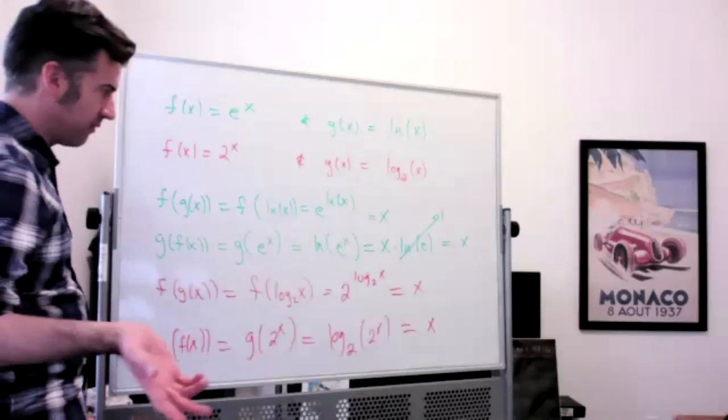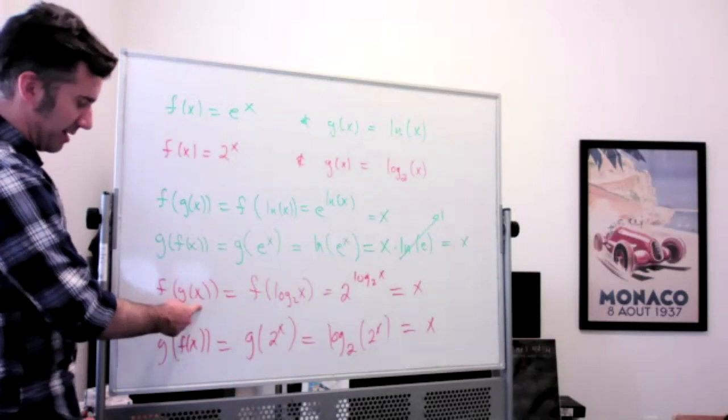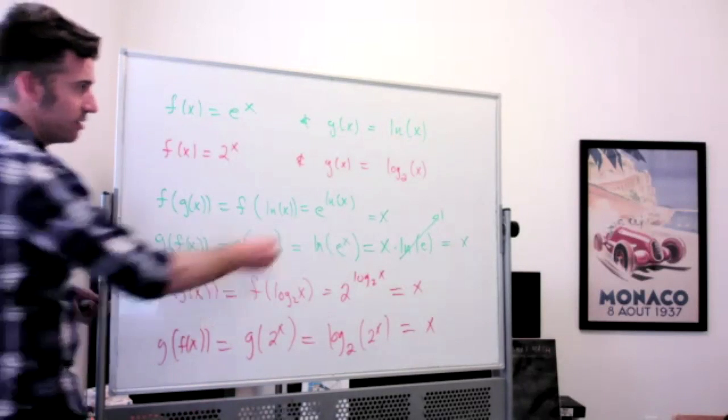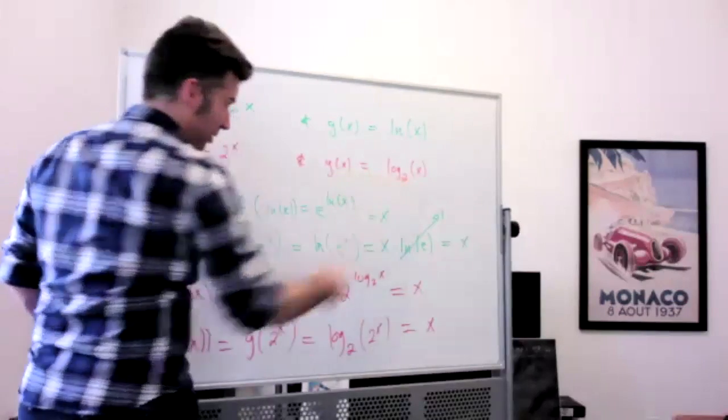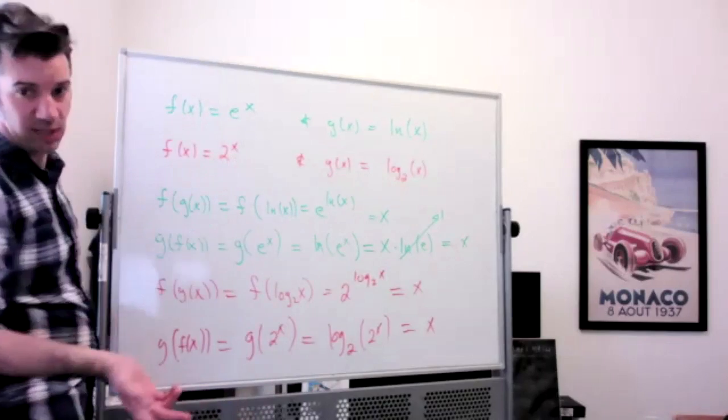Like 3, for example, right? g of 3 is that. Like 8, right? x is 8. g of 8 is log base 2 of 8, which is 3. And then f of 3 is 2 to the third, which gets you back to 8.